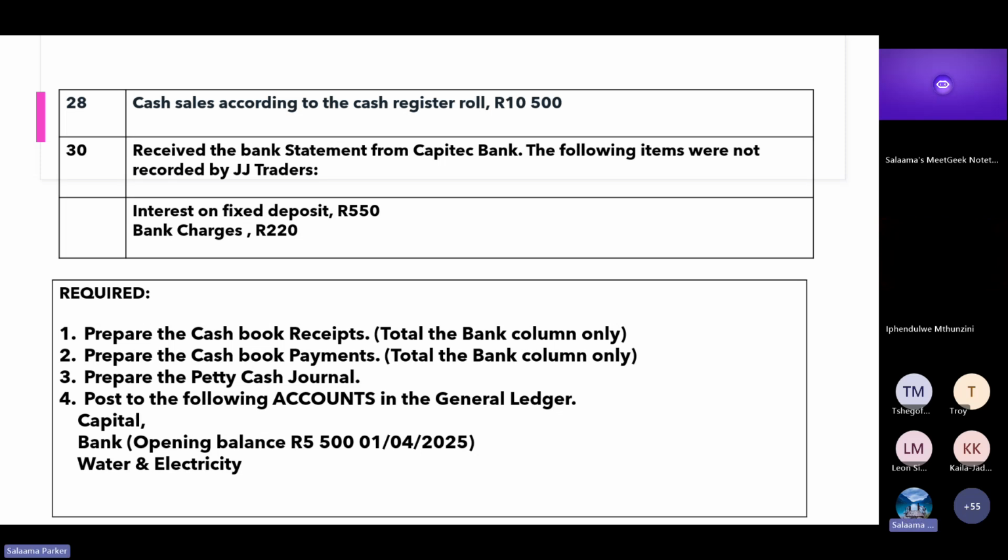All right. So this is our instructions for these transactions. We're going to prepare the cash book receipts, our cash book payments, petty cash, but they also want us to do the general ledger and only those three accounts. But you need to revise all the accounts. You'll see in the slide that I'll share. I will just go through with these three examples for you.